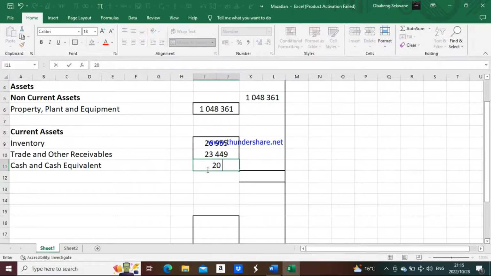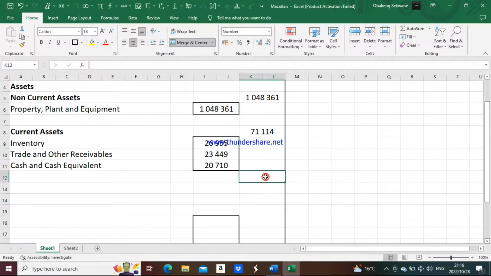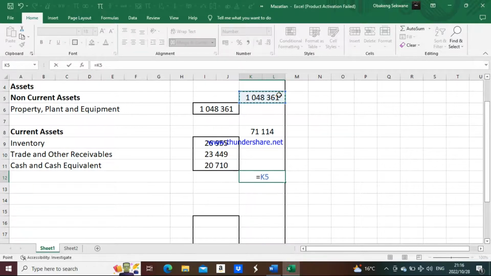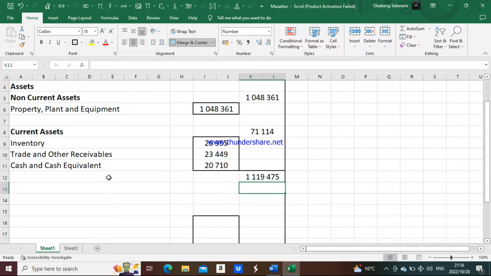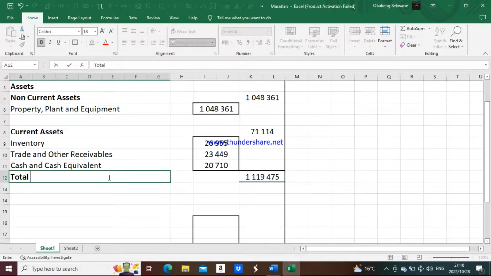So we've got 20,710, and our current assets amount to our inventory plus trade and other receivables plus cash and cash equivalent, which gives us 71,140. Our total assets amount to our non-current assets plus our current assets, which is 1,119,475, and that's our total assets.